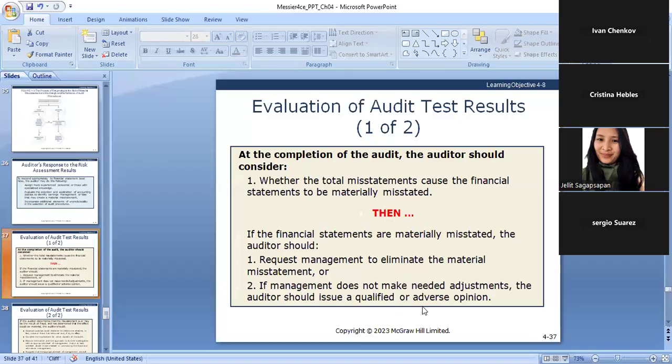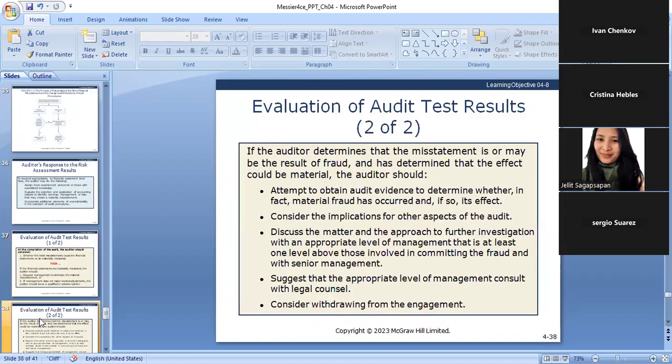So now we know what I wanted you to see: in which case we're going to issue the qualified and in which case we're going to issue an adverse opinion. Now, if the auditor determines that the misstatement is or may be the result of fraud and has determined that the effect could be material, the auditor should attempt to obtain audit evidence to determine whether in fact that material fraud happened.